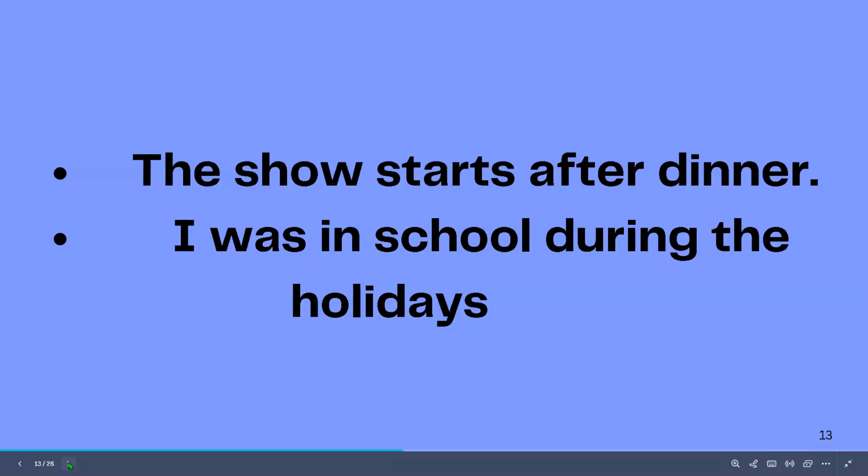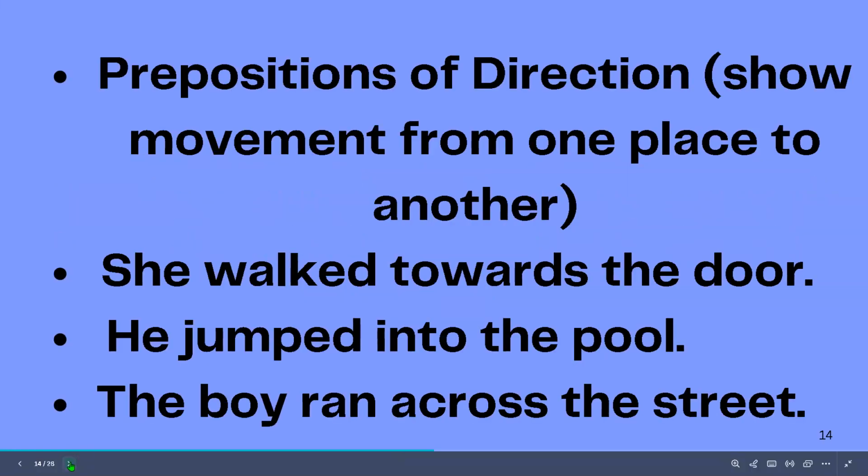I was in school during the holidays. So I is the subject, holidays is the object. So when was I there in the school? During the holidays. So prepositions of direction show movement from one place to another place. She walked towards the door. So towards is the preposition. It is showing the direction.